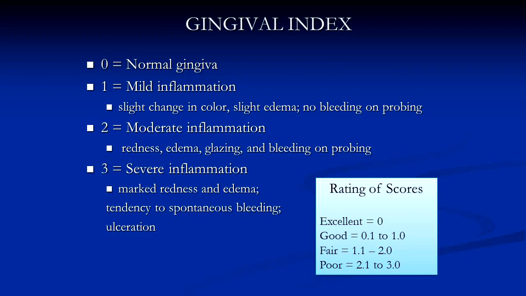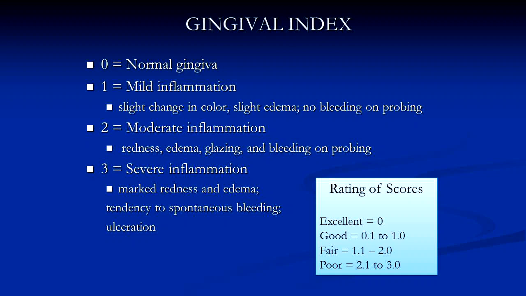This is the scoring guide of the gingival index. Again, a 0 to 3. You can see that 0 would be a normal, healthy, pink stippled gingiva. A 1 is a mild inflammation, and they have operationalized that as a slight change in color, slight puffiness, no bleeding on probing.